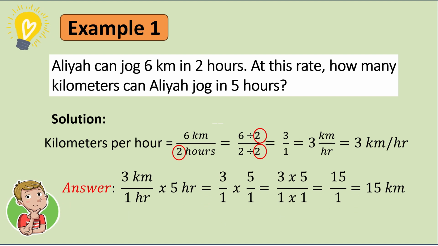Then, we now multiply the unit rate by 5 hours. Then we have to cancel the hour unit, and get the product of 3 and 5, same with 1 and 1. Then we have as our final answer 15 kilometers.